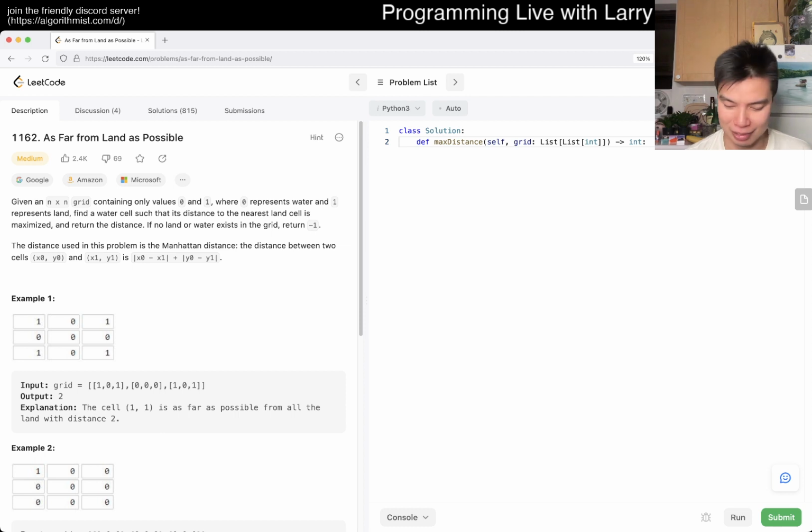The only thing that prevents me from doing it is that it's no bueno, right? Because it's going to be too slow. 10,000 squared, if you visit every cell in the worst case, it is going to be too slow and it times out, and no one's happy.